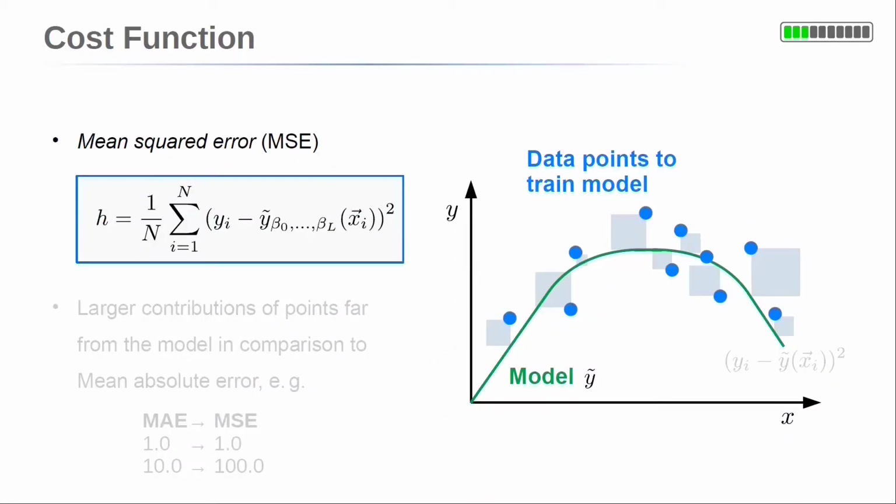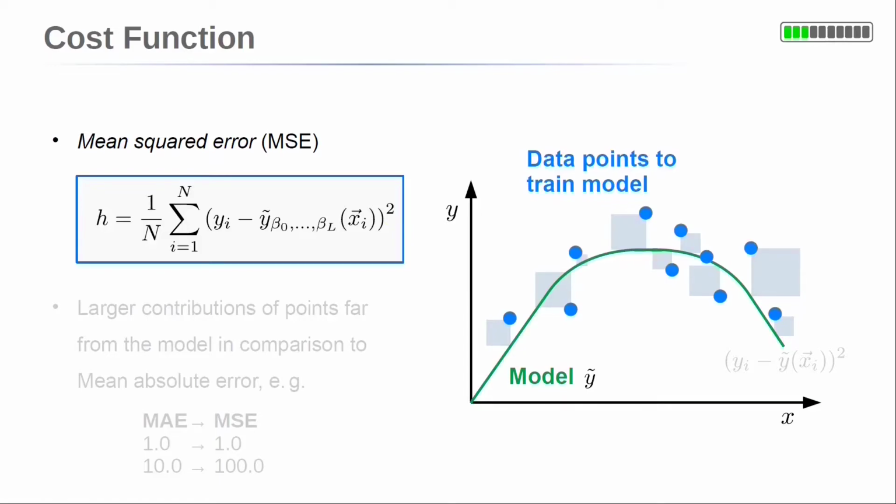Probably the most popular cost function is mean squared error. The formula is here highlighted in blue. The key difference to mean absolute error is that the mean squared error takes the squared distances between model and data into account, instead of just the absolute values.